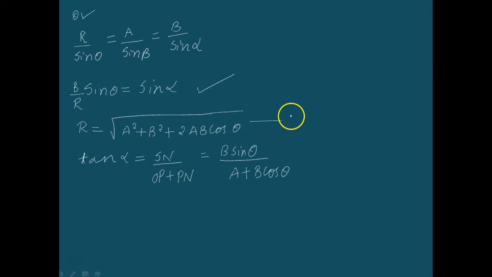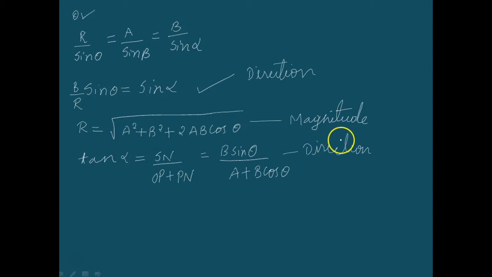Using this equation we can find the magnitude of the resultant vector, and using this equation we can find the direction. We can also use the tan alpha equation to find the direction of two vectors. Okay. And the magnitude equation is called the law of cosines. The equation that we got for the resultant vector's magnitude, the value of R, is used to find the magnitude, and this equation is known as the law of cosines.